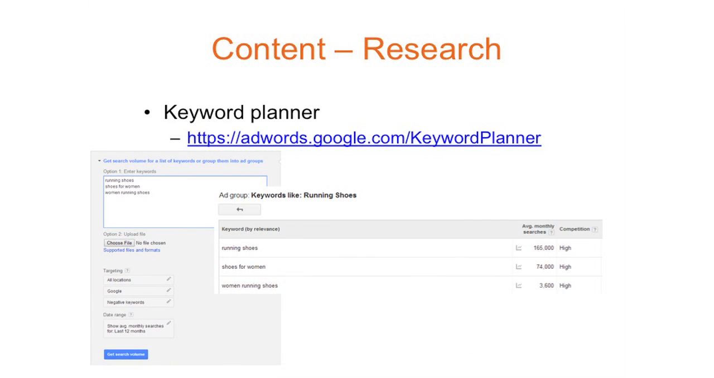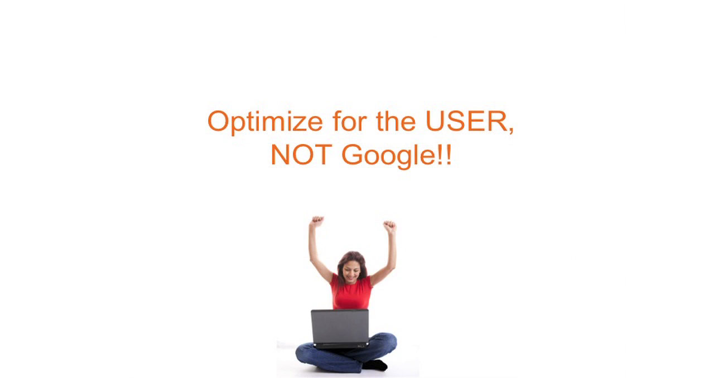Content research is very important when developing the content for your website. Understand your users. Look at the competitors' websites, see what keywords they're targeting, and also do your own research in the keyword planner. Look at what the average monthly searches are for your targeted keywords, and also understand the level of competition. The competition is categorized as low, medium, or high. You can see this in the diagram below. When dealing with content, you always need to remember to optimize the content for the user and not for Google.